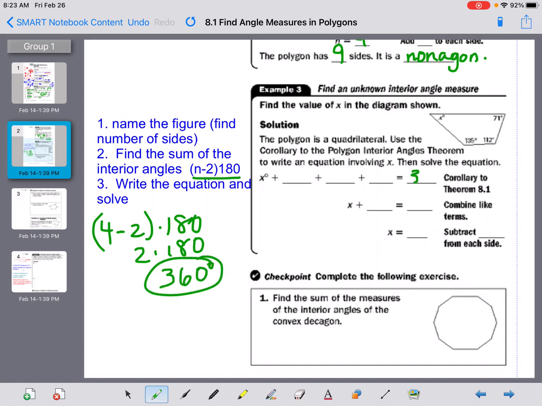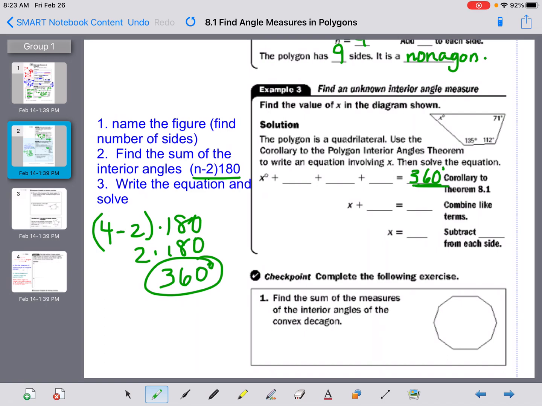Just know this, whatever they equal will change depending on how many sides are on your polygon. So if you have a decagon, that number's going to be much larger, okay? If I have a triangle, it's smaller. So know that this number right here is the one that will change depending on the sides of your polygon.